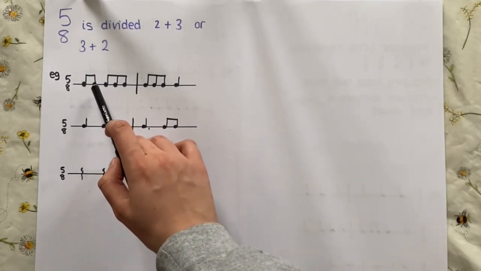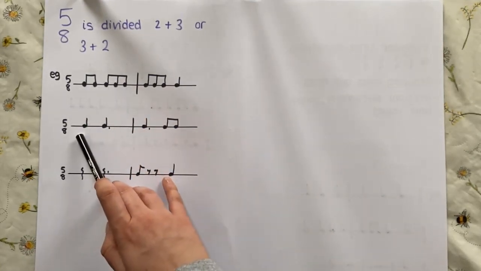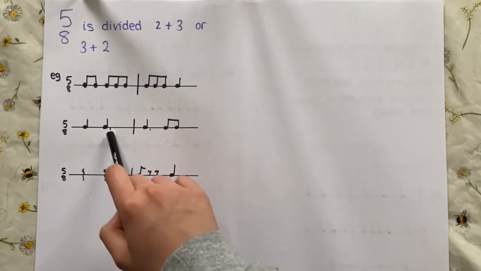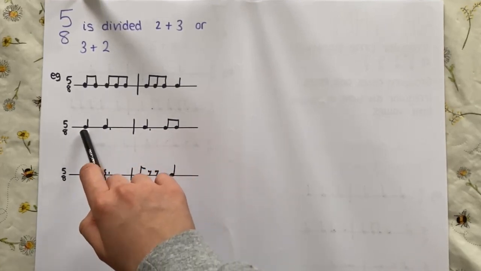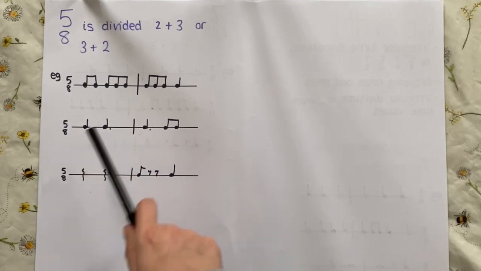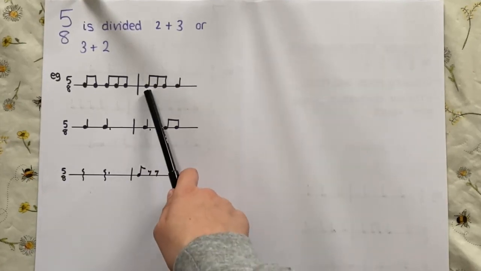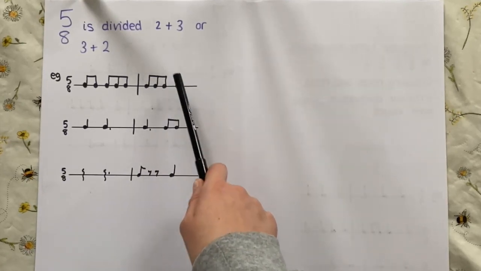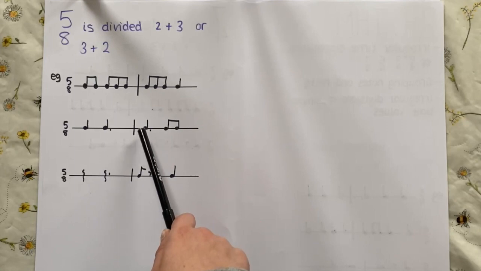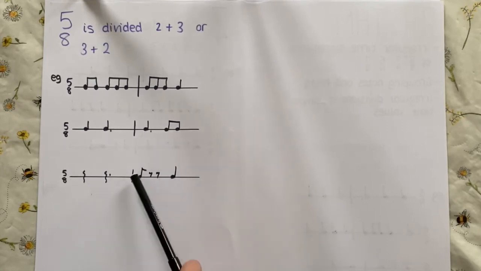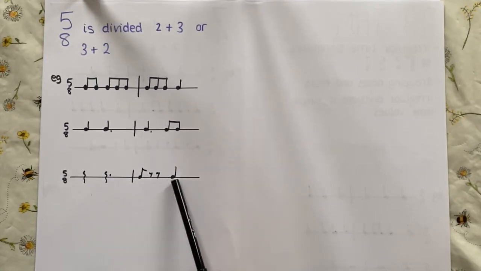So 1, 2 plus 1, 2, 3. Again, 1, 2 plus 1, 2, 3. Remember, we're working in quavers, so 2 quavers, 3 quavers. And again, 2 quavers and 3 quavers. And the 3 plus 2 examples, again, we've got 1, 2, 3 plus 1, 2, and 1, 2, 3, 1, 2.